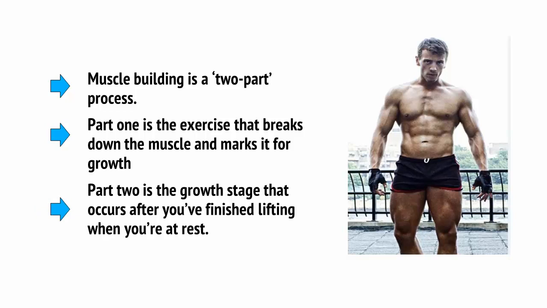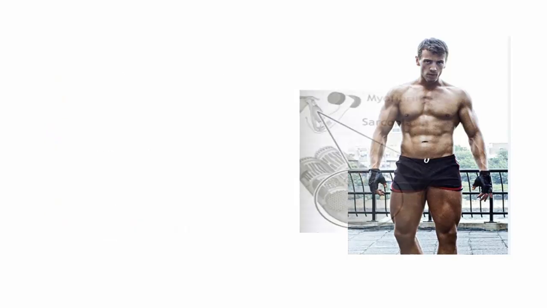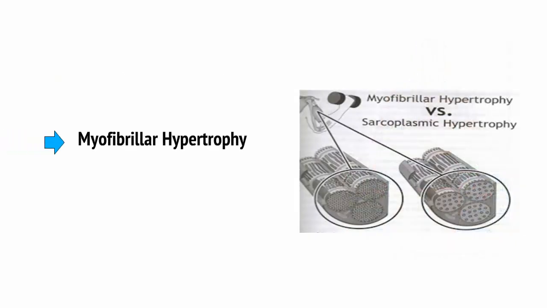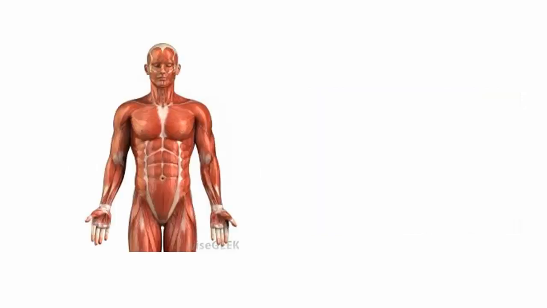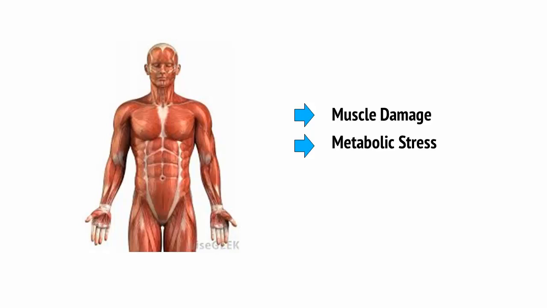And this can occur through two separate methods. These are myofibrillar hypertrophy and sarcoplasmic hypertrophy. The precise science behind these principles is still something that's being argued, and there are those who deny that they are accurate descriptions. However, ask any bodybuilder, and they'll tell you there are broadly two ways to build muscle that seemingly correlate with these concepts. And these two ways are muscle damage and metabolic stress.